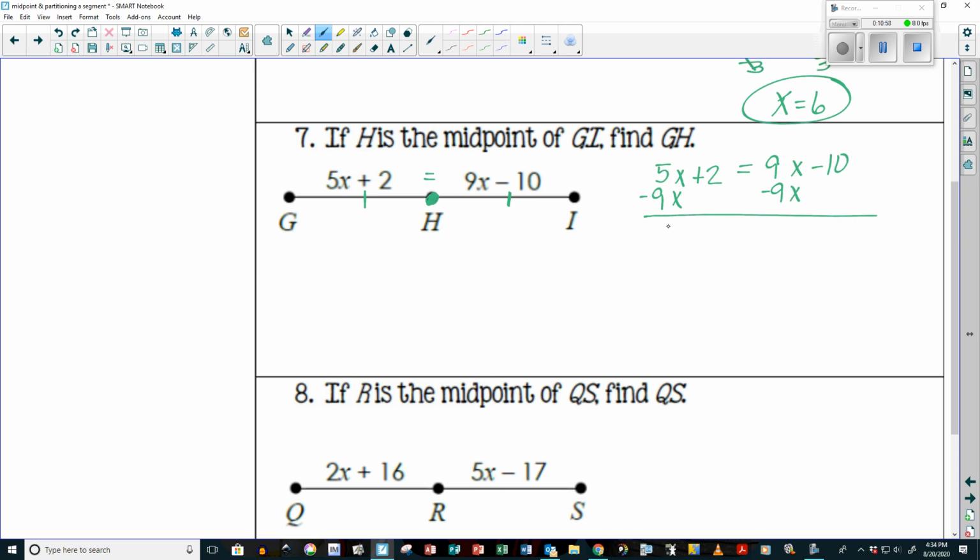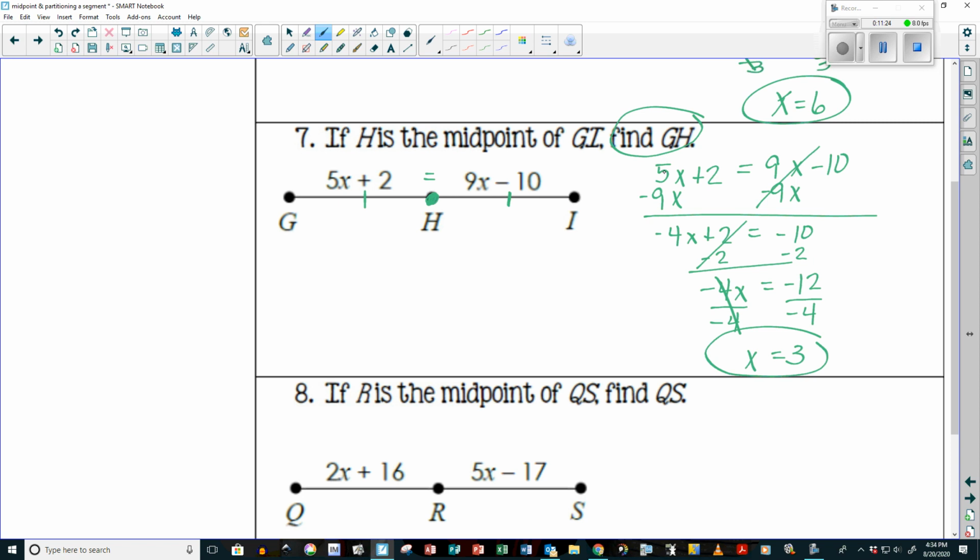So 5 minus 9 is negative 4x plus 2 equals negative 10. And I'm going to subtract 2 from both sides. Always do the opposite when you're going to the opposite side. So negative 12. And then we are going to divide by negative 4. X equals 3. Now it says to find GH.